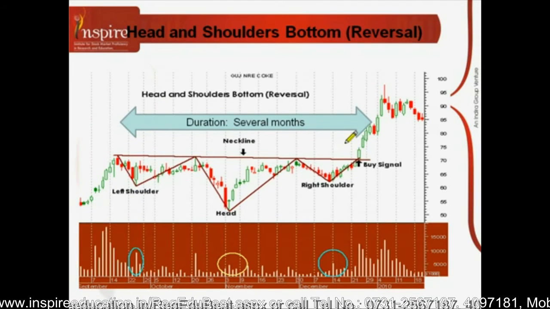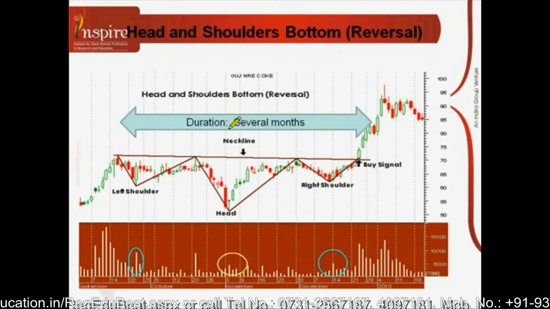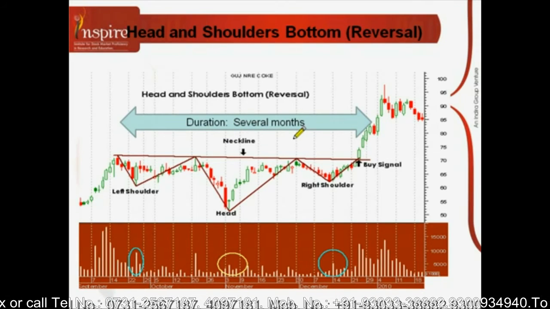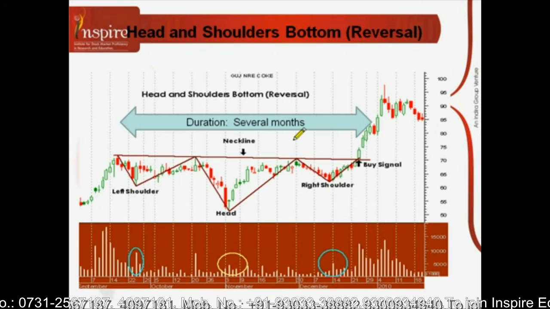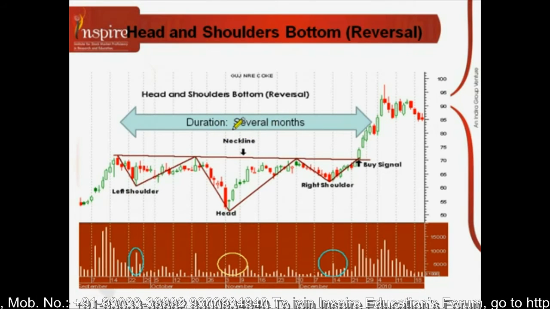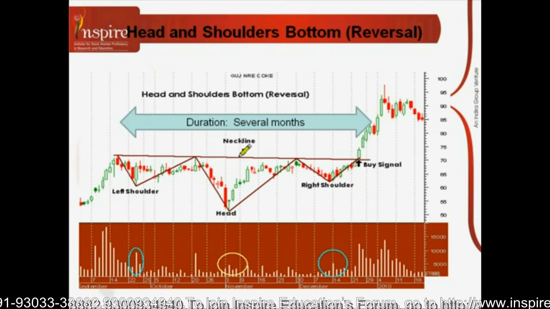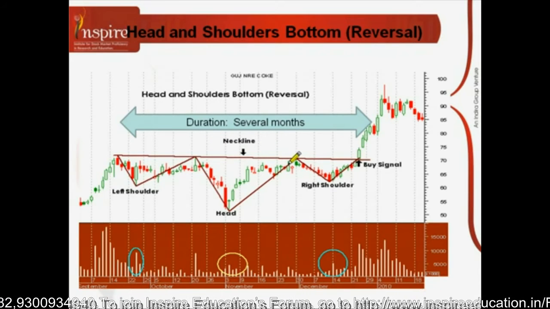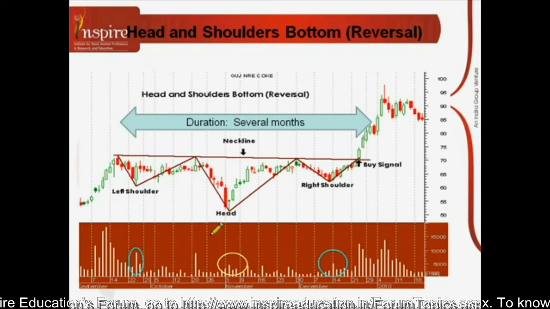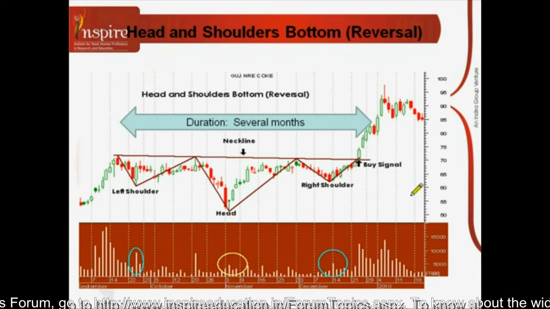Coming on to the duration of the pattern, it takes several months for the formation of the pattern. The formation takes time because of the lower volumes; the bottoms take a longer time to form. Because of these lower volumes, the formation of the bottoms takes time.